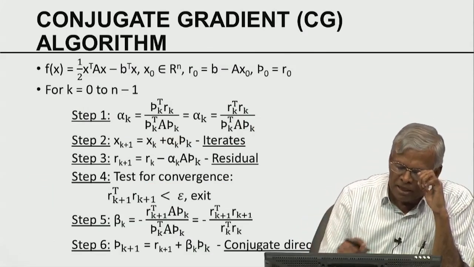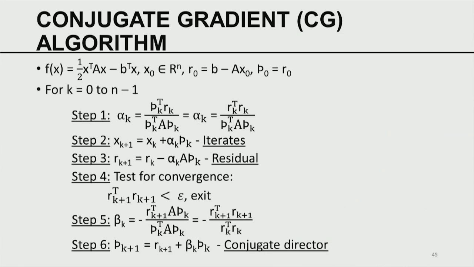So the basic principle of the conjugate gradient algorithm we already saw. Now I'm going to describe the various steps involved. Given the function f of x, let x naught be the initial point, r naught the initial residual. I am going to choose the initial conjugate direction to be the same as the initial residual.